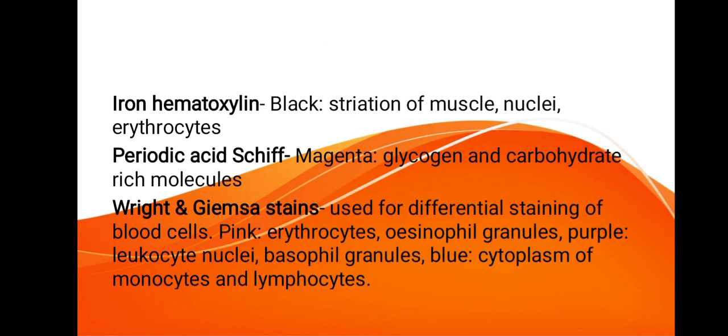We have Wright and Giemsa stains. This is used for differential staining of blood cells. Erythrocytes will turn pink. Eosinophil granules will be purple. Leukocyte nuclei and basophil granules will be blue, as well as the cytoplasm of monocytes and lymphocytes. After staining, the section is passed through alcohol solutions of increasing strength, absolute alcohol and xylene. It's then covered with a mounting medium dissolved in xylene.